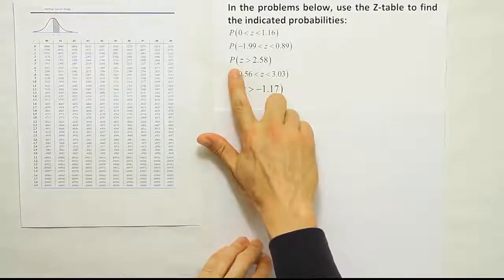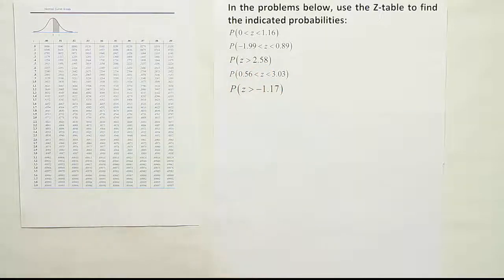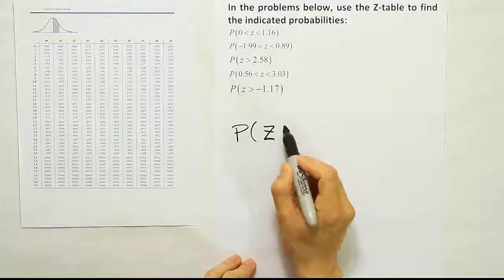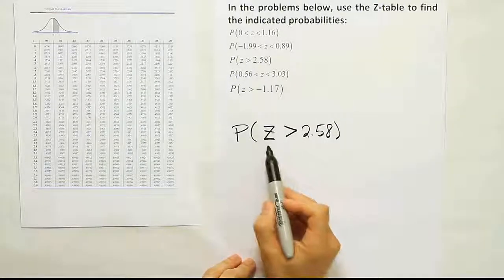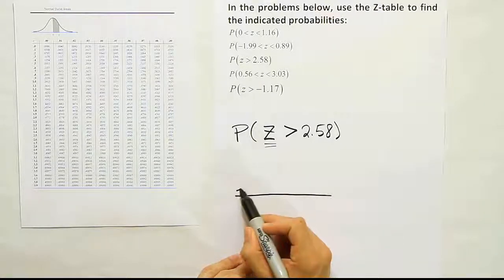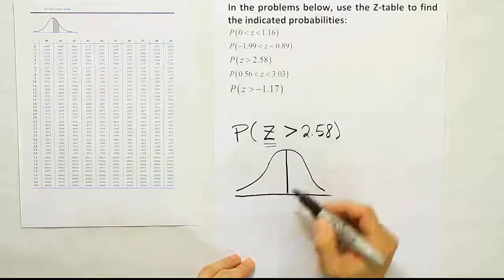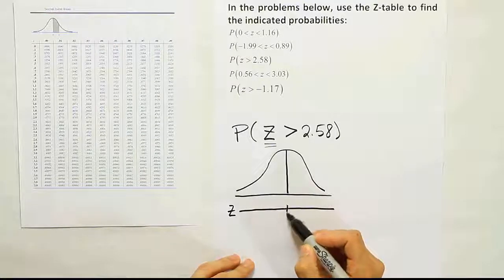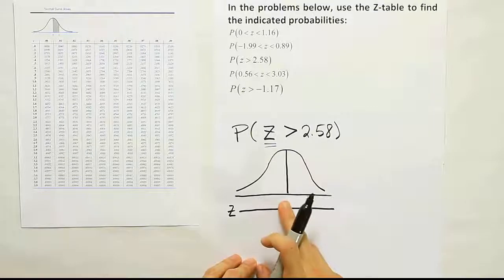Okay, so we're looking at the next case in this problem, which is the probability that z is greater than 2.58. So the probability that z is greater than 2.58. Well, again, we see the z and we think standard normal bell curve, so we draw a bell curve shape to help us. We're going to place a z number line underneath that, right? And always center it at 0 because we have the mean of the z curve being 0.